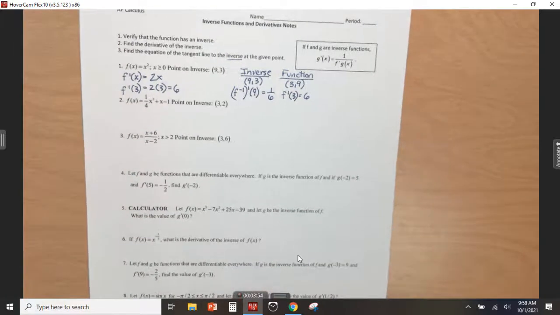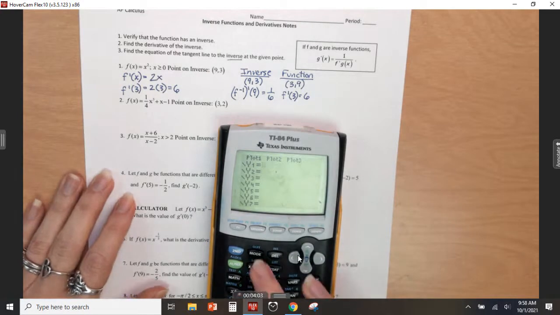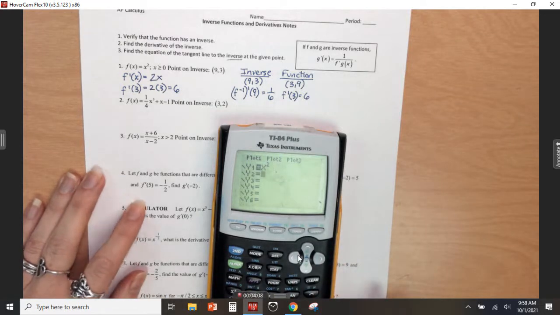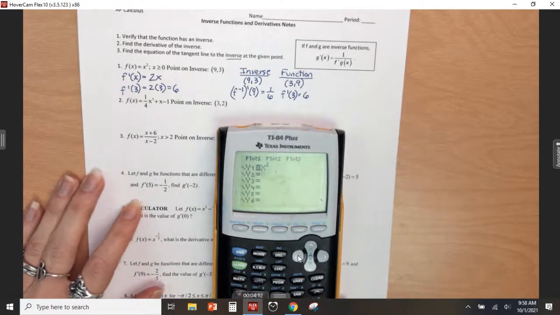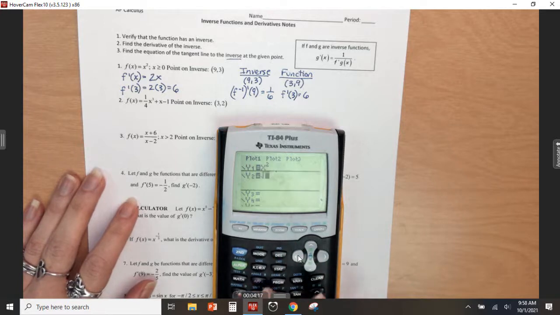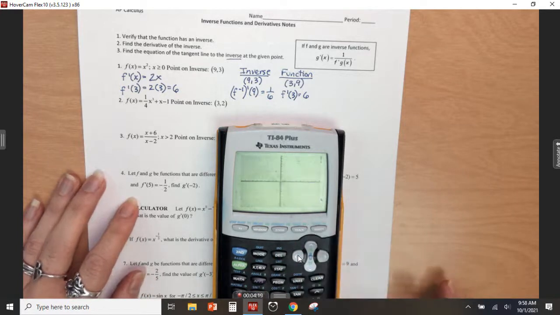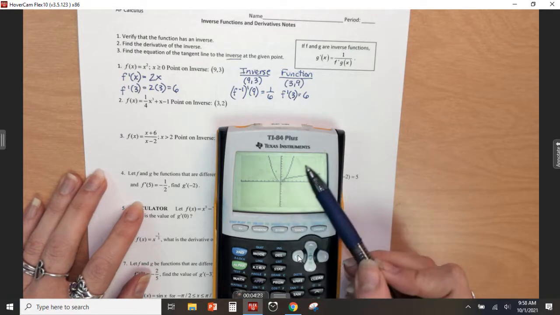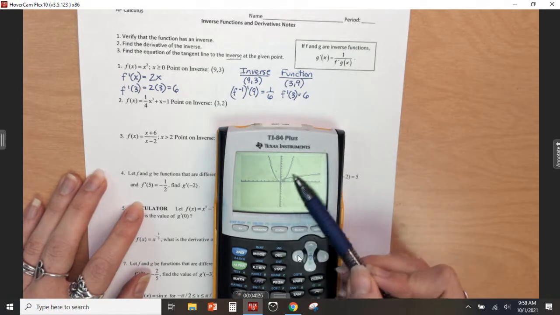Now I want you to think about this. If I were to graph the original function x squared, and then what is the inverse of x squared? 2x. Sorry, no, not the derivative, the inverse. Square root. Square root of x, right? Square root of x, in the same window, they are reflections of each other across the line y equals x.